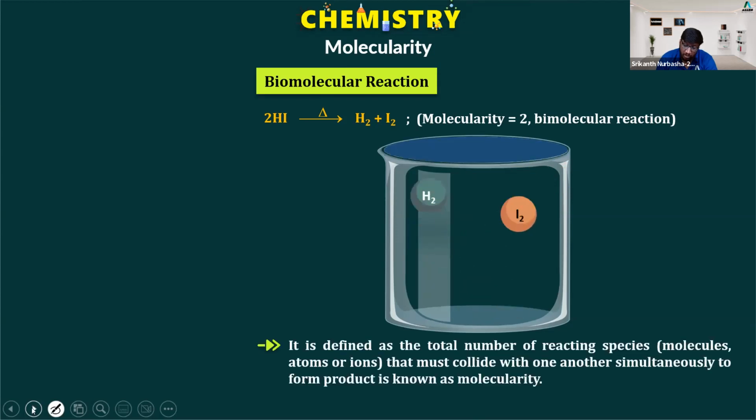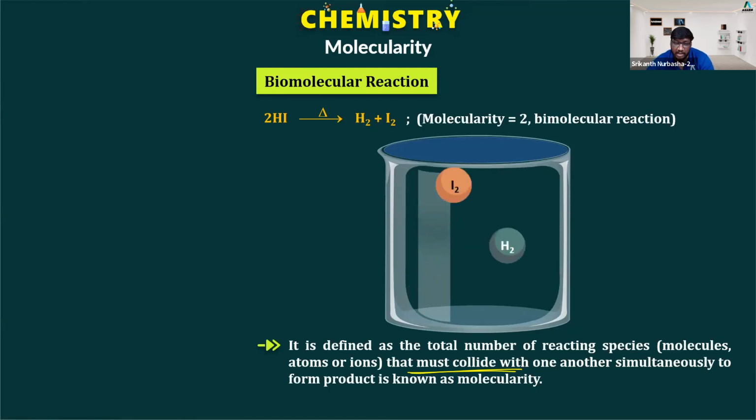Molecularity is 2, bimolecular. It is also defined as the number of reacting species, molecules, atoms or ions that must collide with one another simultaneously to form the products. That is also called molecularity: the number of reacting species which are colliding simultaneously to form products.